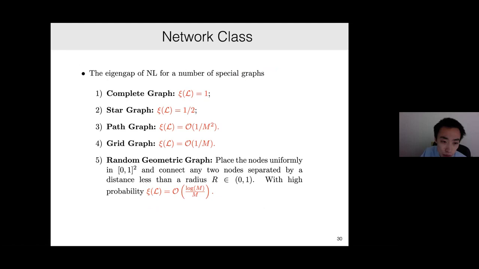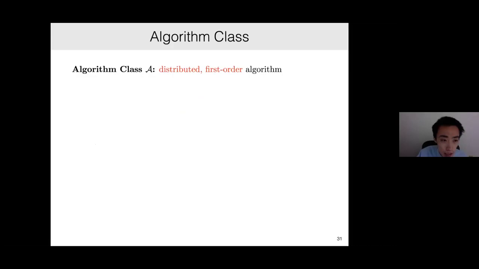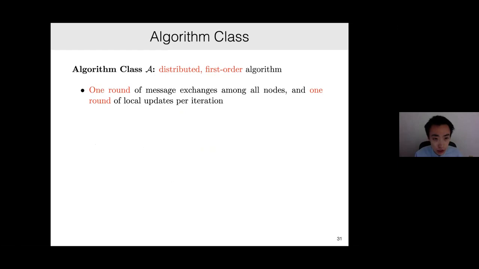Later we will show that our lower bounds actually depend on this Kc value. You see that for some graphs it's very sensitive to this value, but for some graphs it can be ignored because it's just a constant one, as for the complete graph. The algorithms we are going to consider are a class of distributed first-order algorithms, where each iteration consists of one round of communication exchange among all nodes and one round of local updates.